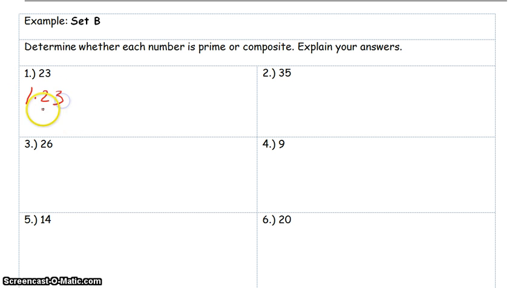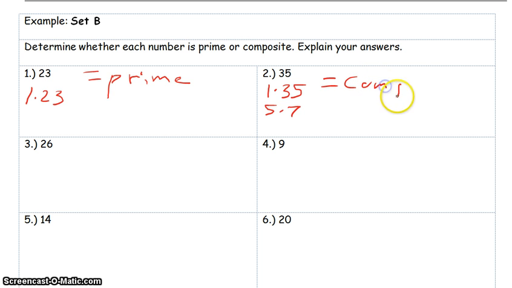We have 1 times 23. Now, there aren't any other natural number factors that multiply to give us 23. So here 23 is prime. Now we look here at 35. Our factors of 35 are 1 and 35, and we also have 5 and 7. This has more than 2 factors, so our answer here is composite.